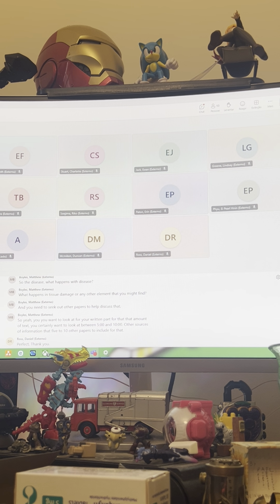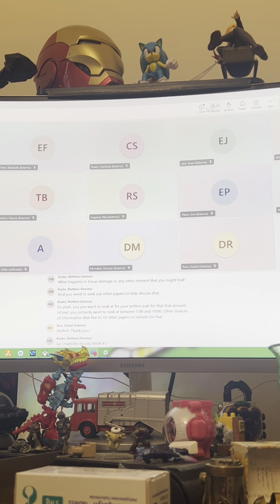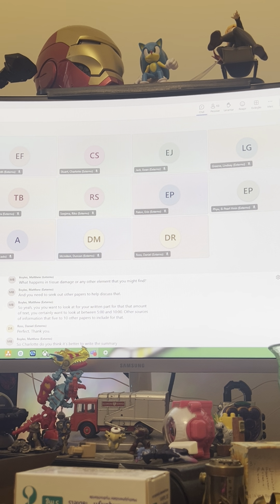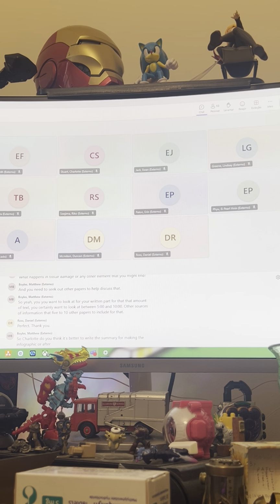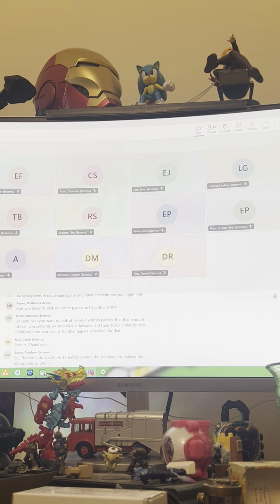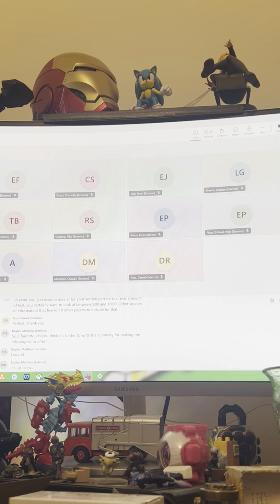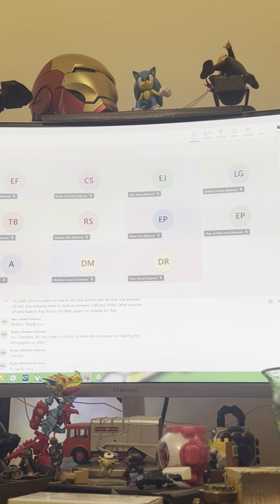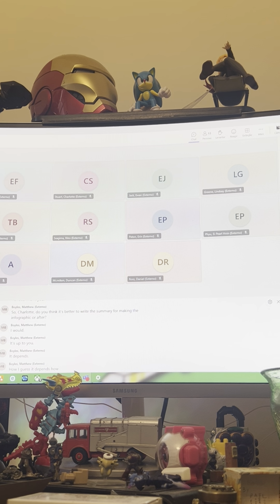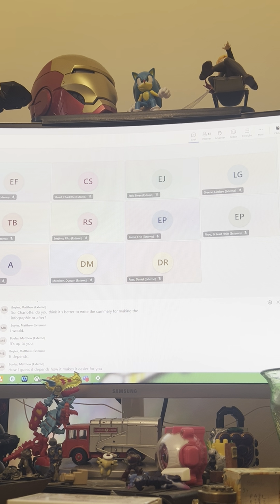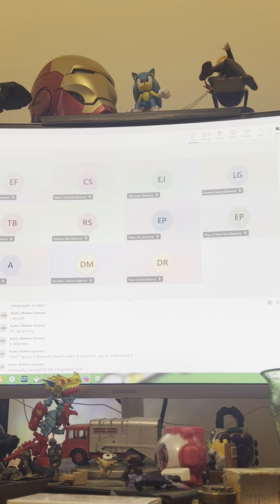So, Charlotte, do you think it's better to write the summary before making the infographic or after? It's up to you. I guess it depends on what makes it easier for you to understand it. Personally, I would do the infographic first, because if you notice when we went through it, the paper that I looked at doesn't do things in chronological order.